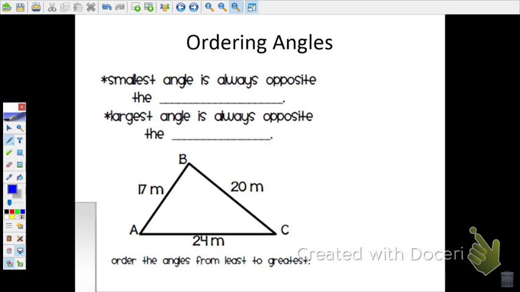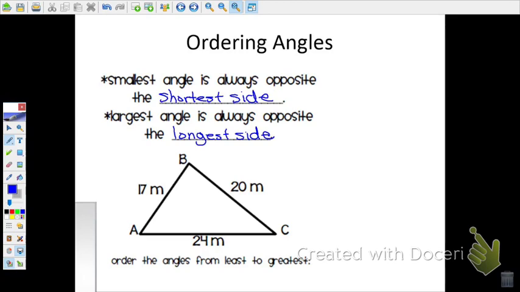So the smallest angle is always opposite the shortest side. The largest angle is always opposite the longest side. So that's what that theorem told us.